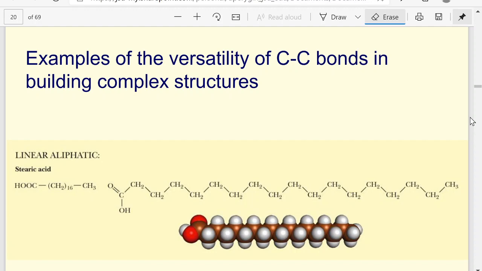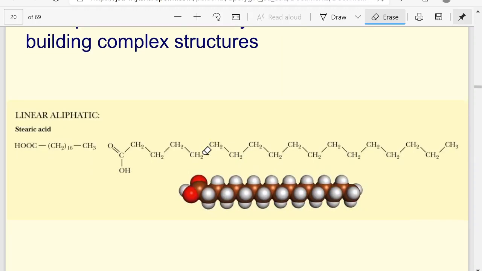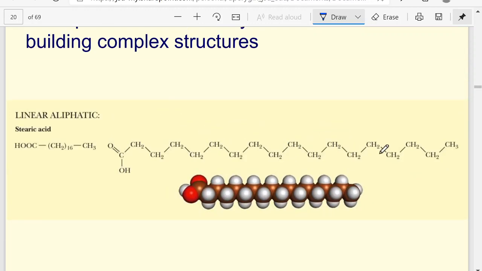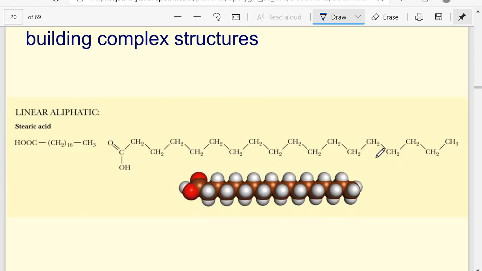So we can see here some examples of how carbon-carbon bonds are used in building more complex structures. Here we have a linear aliphatic molecule. This is stearic acid. Stearic acid has this long hydrocarbon tail, and it has this carboxylic acid head group, and that's the characteristic of an aliphatic acid such as this, and we'll discuss these in more detail in the chapter on lipids. So here we have again this hydrocarbon tail made up of single carbon-carbon bonds, and of course we have carbon-hydrogen bonds as well in the tail.